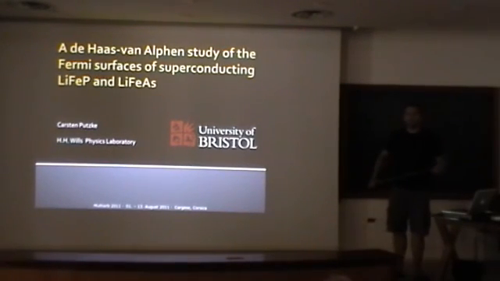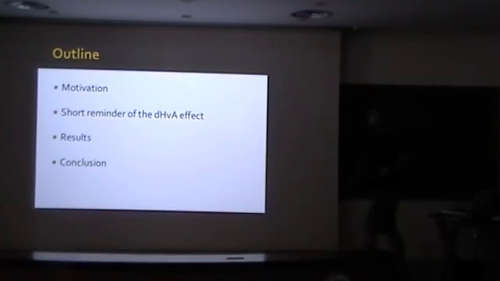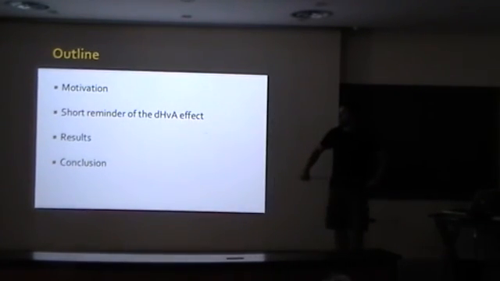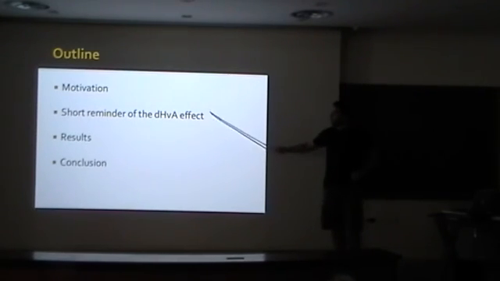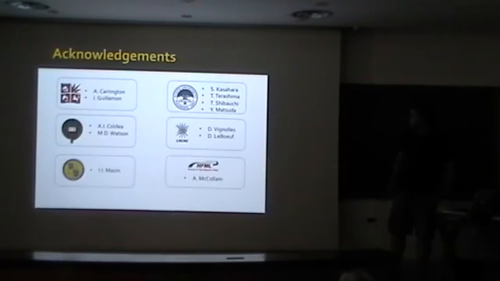The 111 iron pnictides: lithium iron phosphide, lithium iron arsenide. And I'm going to do that. First, I'm going to give a short motivation on why we chose the 111 materials and why we do quantum oscillations. Then I'm going to give a short introduction to what the dHvA effect actually is, where it comes from, what we learned from it, and then I'll show some results and what we can conclude from that.